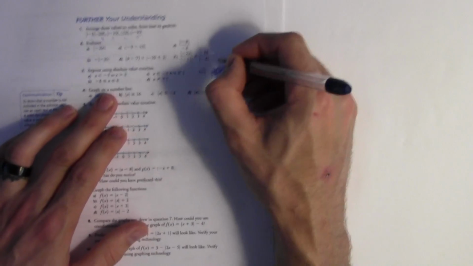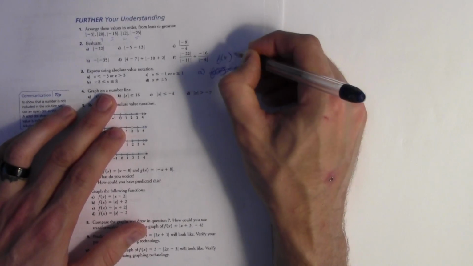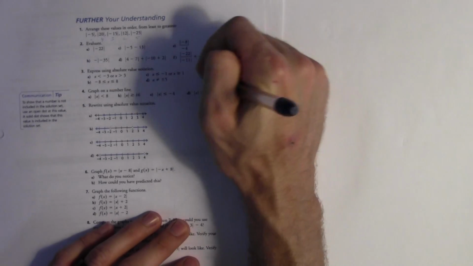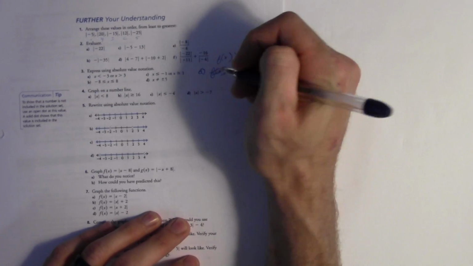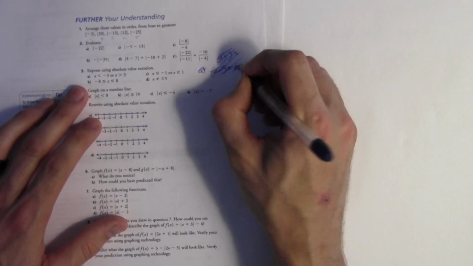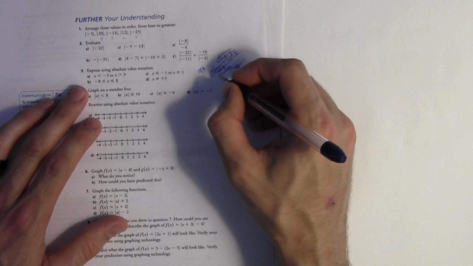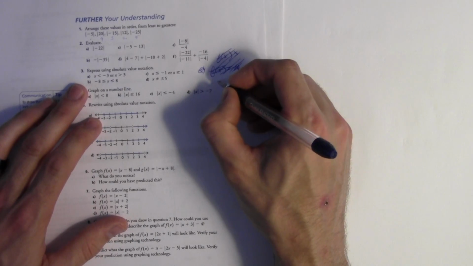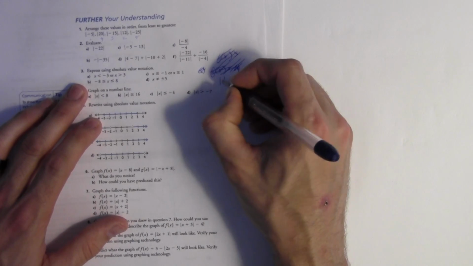Sorry. Hold on. Let me just see how they write this. I don't have it. Yeah, do you have it? Yeah. I just want to get the same notation that they have. 3a. Yeah. It's, the absolute value of x is greater than 3.